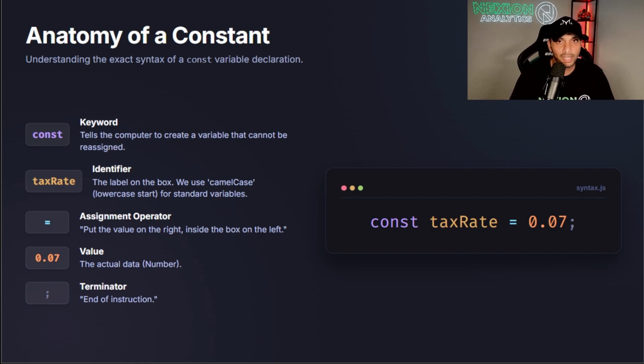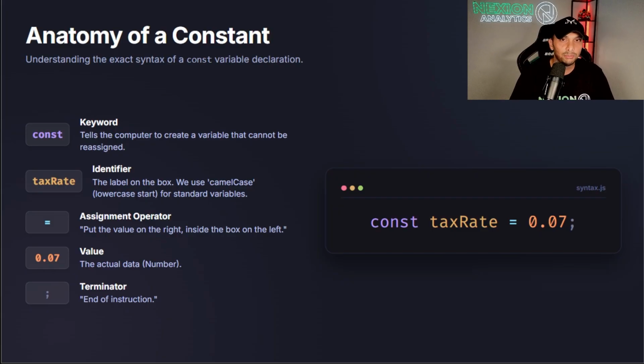So next we have the tax rate. This is the identifier. So we can really label this whatever we want. It's going to be camelCase though, and that's how they're defined within JavaScript. You can also name it whatever you want, but this is the standard naming convention within JavaScript for variables. Just keep that in mind.